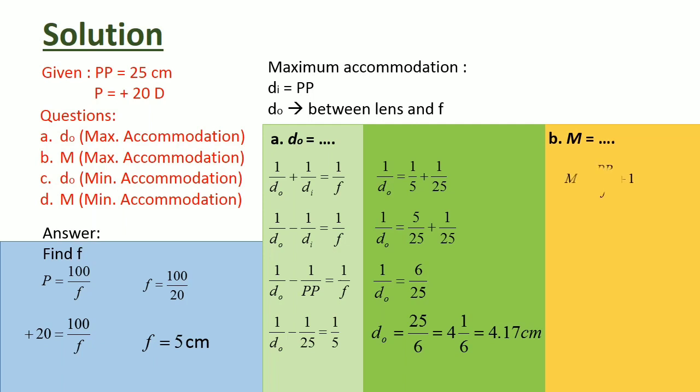Then the magnification is counted as PP over f plus 1. So the punctum proximum or near point is 25, the focal length is 5, so we get M equal to 25 over 5 plus 1, or M equal to 5 plus 1, so the magnification is actually 6 times bigger than its object.